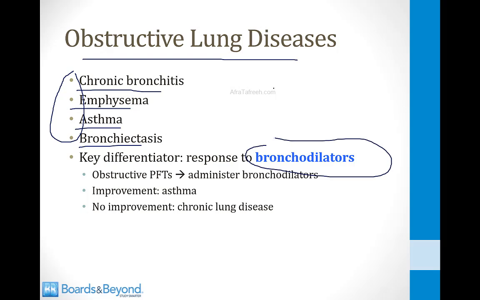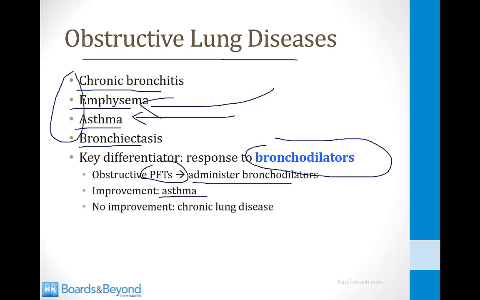Patients develop obstructive pulmonary function test findings in all 4 of these disorders, and so when a patient has obstructive PFTs, the next thing you want to do is administer a bronchodilator like albuterol. If the pulmonary function testing improves, then the patient has asthma, because of these disorders, only asthma is reversible. If the patient has no improvement in PFTs after administration of a bronchodilator, then that patient has chronic lung disease, either chronic bronchitis or emphysema, which together are called COPD, or bronchiectasis.